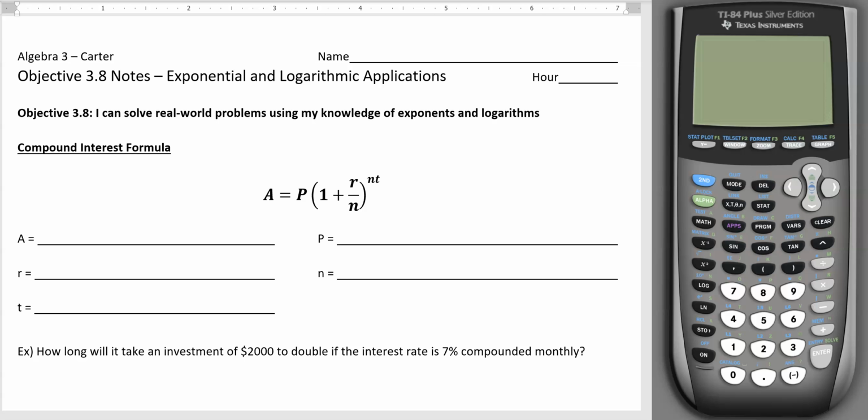Hello! Yes! And welcome to our Objective 3.8 notes, our final set of notes for Unit 3. Objective 3.8 says I can solve real-world problems using my knowledge of exponents and logarithms, and that, my friends, is what we're going to do today.